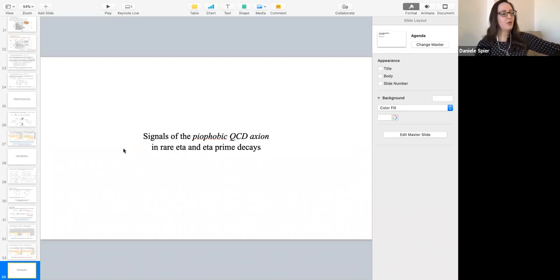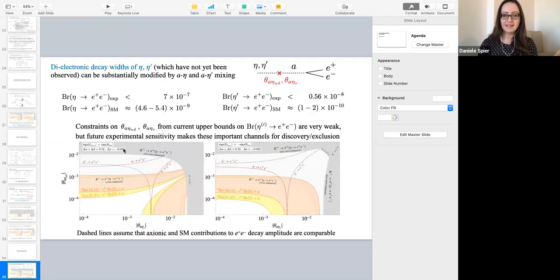All right, so let me try to talk about the final signature of the QCD axion in rare eta and eta prime decays. I will go through this very quickly. This is just a trivial extension of what I discussed before. Just like the axion can contribute to pi naught width to e plus e minus, it can also contribute to the width of eta and eta prime to e plus e minus.